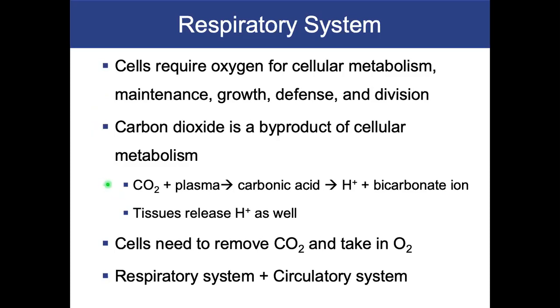Remember, back to when we talked about blood, anytime you have CO2 and water or plasma, that's going to make carbonic acid. And when you make carbonic acid, that's going to dissociate into protons and bicarbonate ions. So you need to deal with these free protons, as well as the tissues are going to release protons. So you have acidification of any area that's producing carbon dioxide, so basically any tissues. Your cells need to kick out CO2, right, and take in oxygen. You don't want CO2 sitting around and making acid and acidifying the tissue, and you need oxygen for complex 4 to make ATP. So the respiratory system and the circulatory system are going to do this for you.